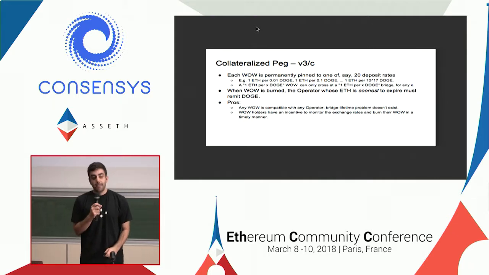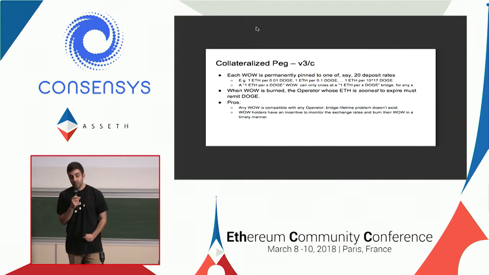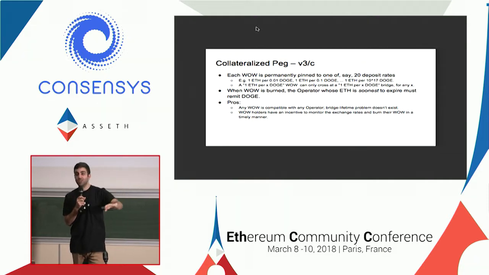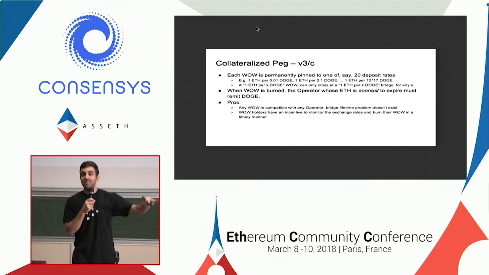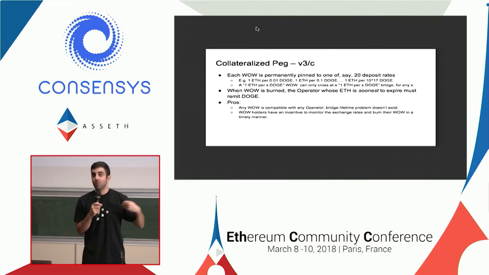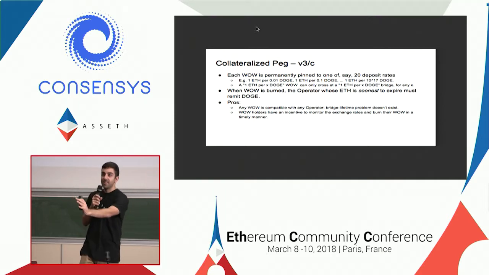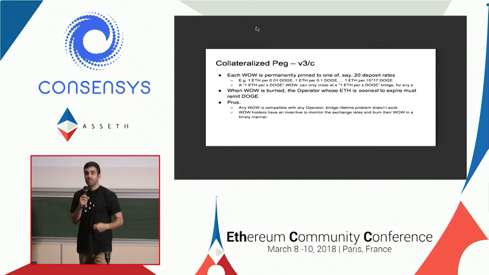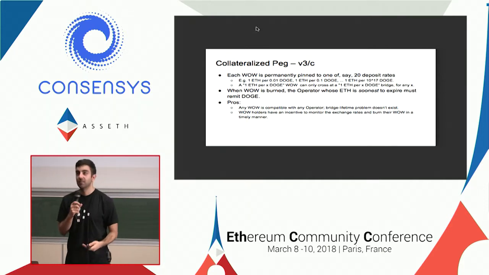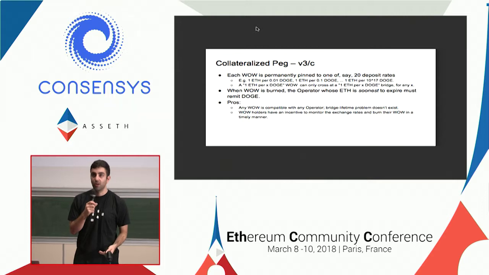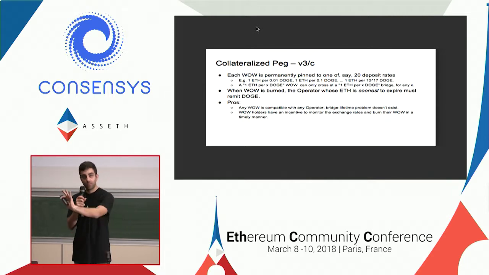The third one, which is a more recent idea and not fully fleshed out, is to create different tiers of exchange rates. And it's getting complicated. Create different tiers of exchange rates at which WOW tokens could be collateralized by the ETH. So when you want to cross one of these bridges, you actually state what ratio of collateral you require. And so that's one part of the design.